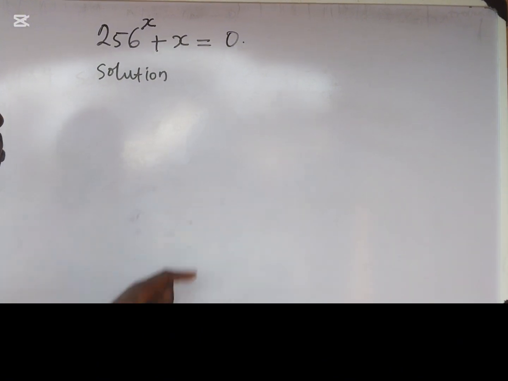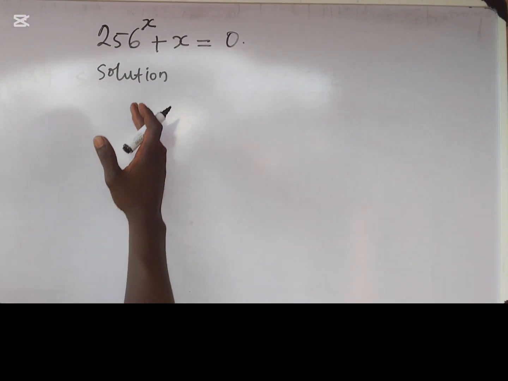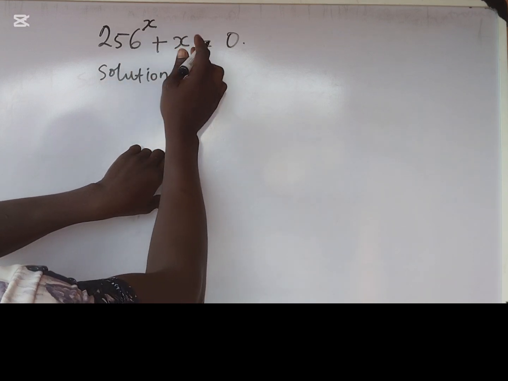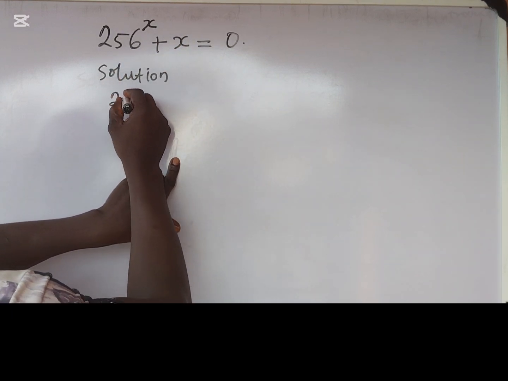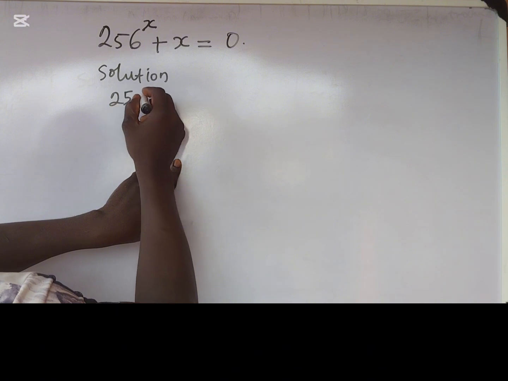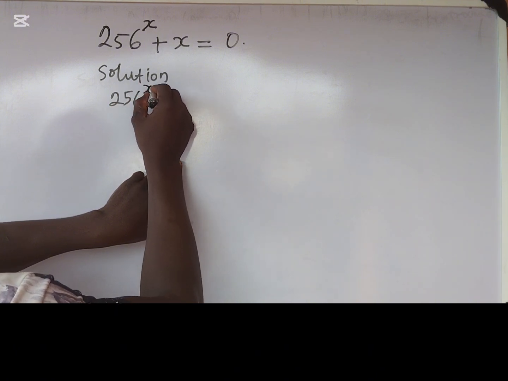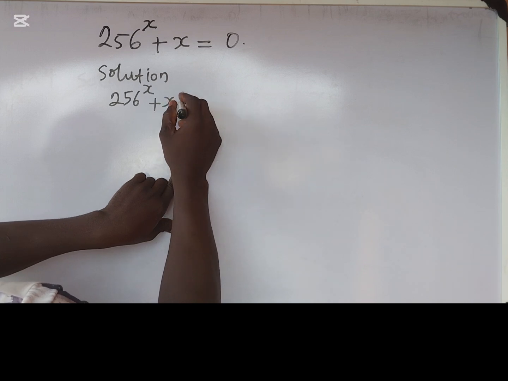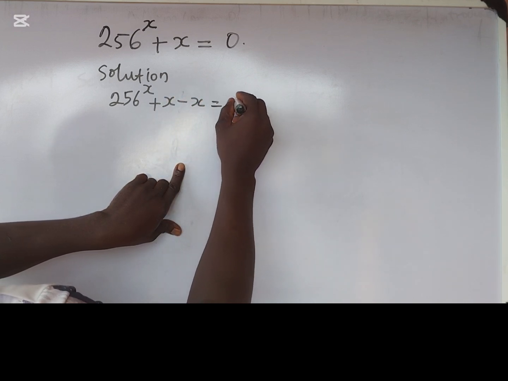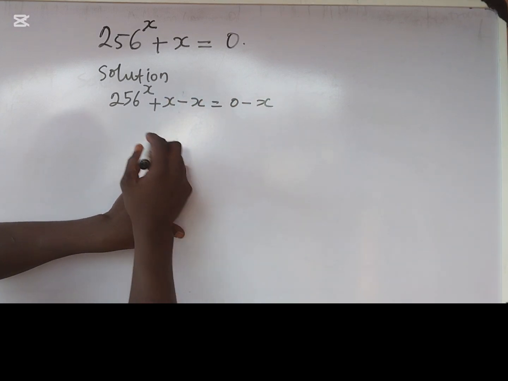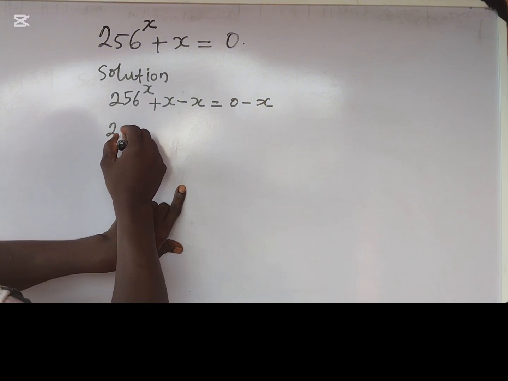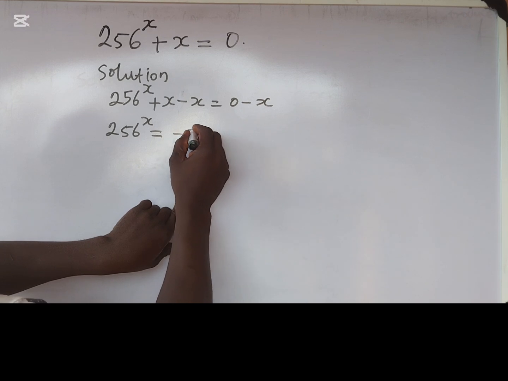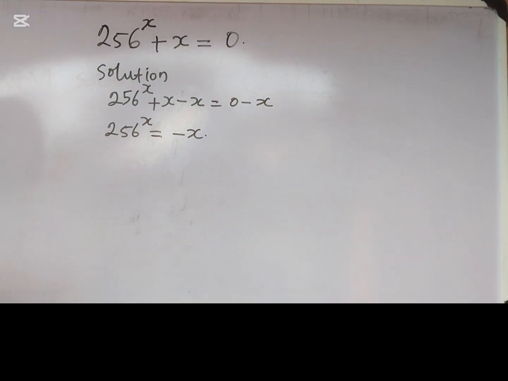Solution. What we'll do is first of all subtract x from both sides of the equation. Subtracting x from both sides gives us 256 raised to the power of x plus x minus x is equal to 0 minus x. This becomes 256 raised to the power of x is equal to minus x.